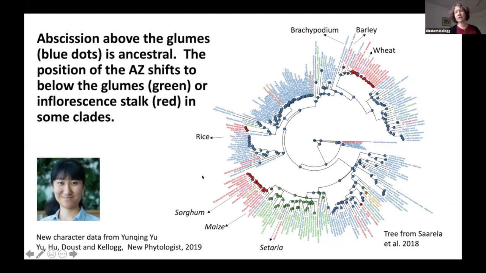And then there are a few things that you're familiar with, like teosinte or wheat, in which there's abscission actually in the stalk of the plant. That's shown here in red. But for most of what I'm going to be talking about today, we're just looking at this simple transition between below the glumes and above the glumes. So that's the ancestral condition there.